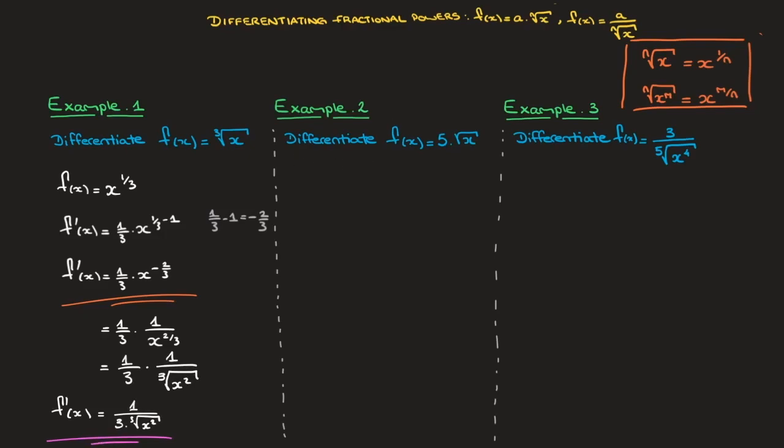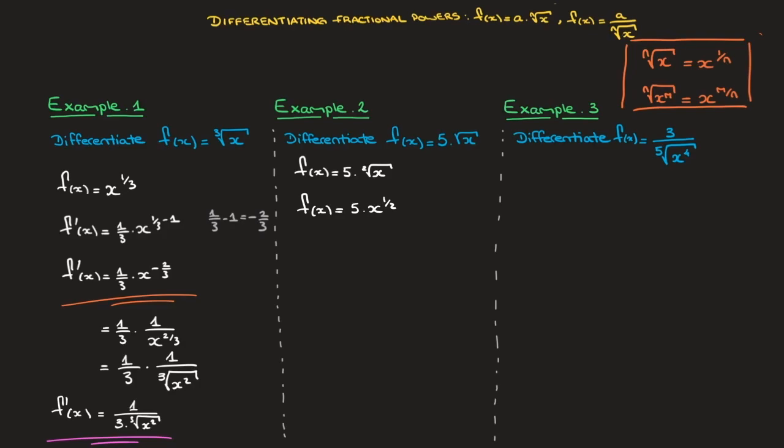We have to differentiate f of x which is equal to 5 times the square root of x. Although we rarely write it, when we write the square root of x, there should actually be a little 2 at the top of the root here. In other words, we should really write f of x equals 5 times the square root of x. Now, using the result we have at the top here, we can go ahead and write f of x as a power of x, and that would be f of x equals 5 times x raised to the power of 1/2.